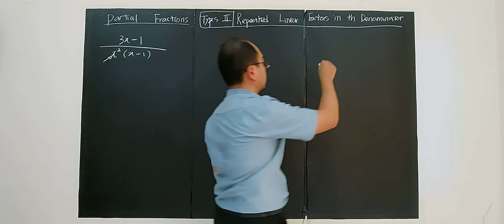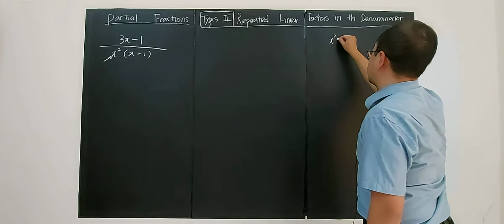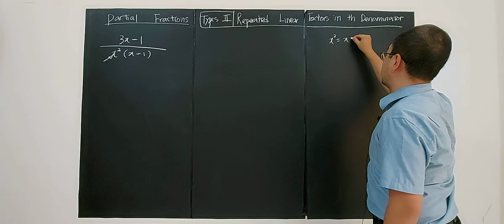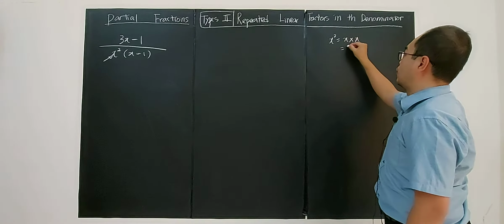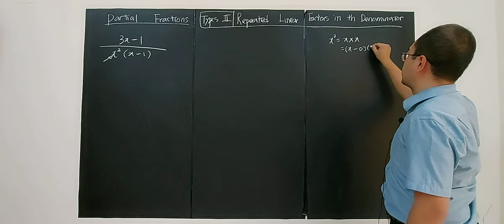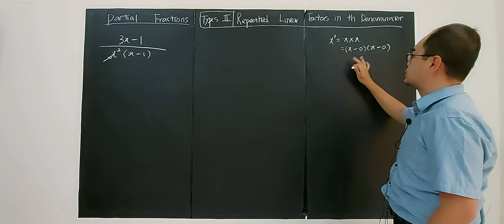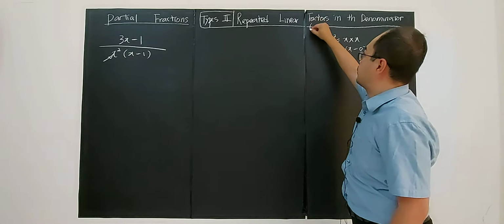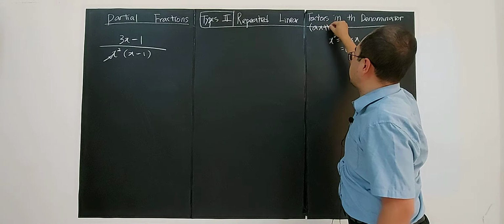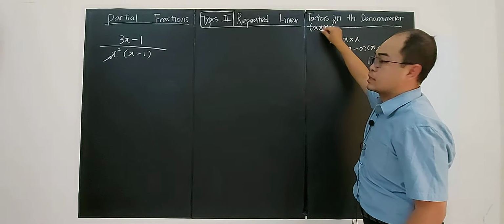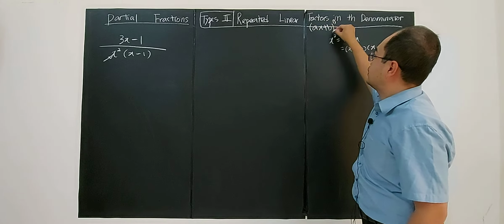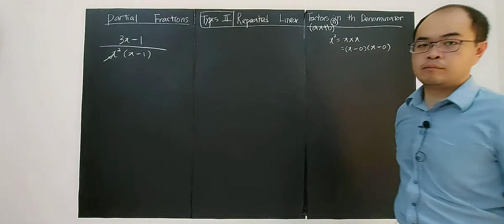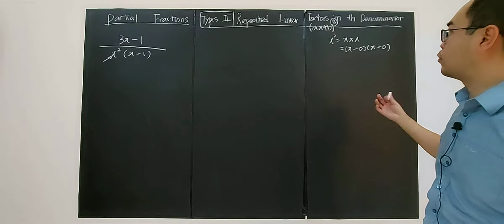Because you see that x squared can be rewritten as x multiplied by x, right? Or we can say x minus 0 multiplied by x minus 0, right? It's a linear factor also, a repeated linear factor, (ax + b) to the power of n, which is a linear with a power of more than 1. It must be 2, 3, 4 or 5.